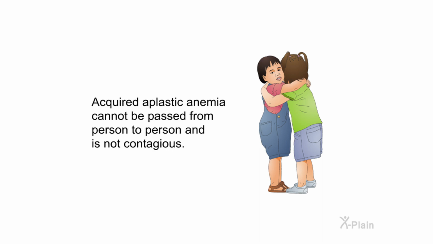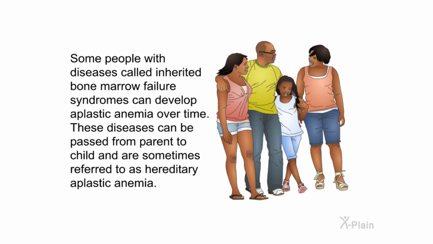Acquired aplastic anemia cannot be passed from person to person and is not contagious. Some people with diseases called inherited bone marrow failure syndromes can develop aplastic anemia over time. These diseases can be passed from parent to child and are sometimes referred to as hereditary aplastic anemia.